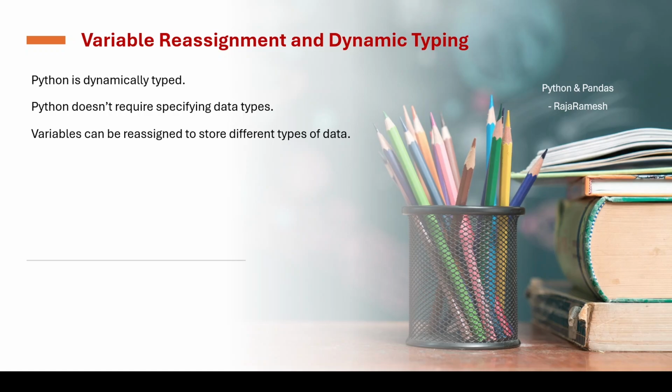Now let us see variable reassignment and dynamic typing in Python. We call Python dynamically typed, meaning you can change the value and even the type of the data stored in a variable. For example, we already have some variables and those have some data. In the variable age, if you want to save 30, you can reassign the value 30. As well, if you want to change the data type of the variable, that is possible, because Python does not require specifying the data types, and variables can be reassigned to store different types of data also.